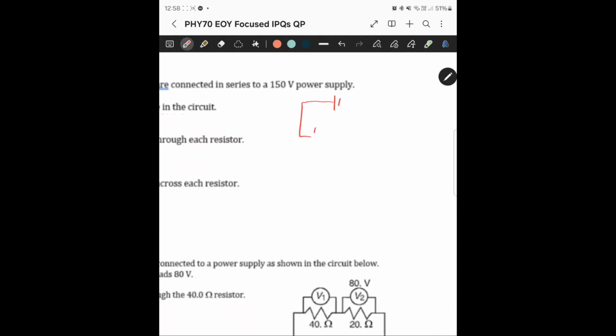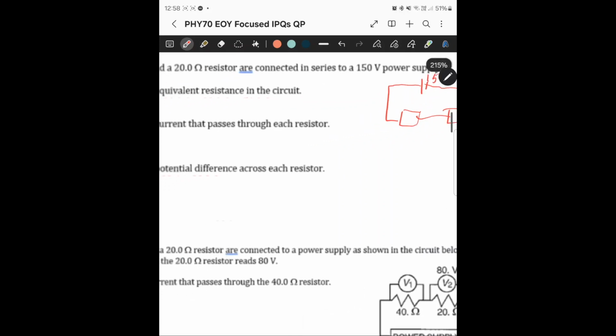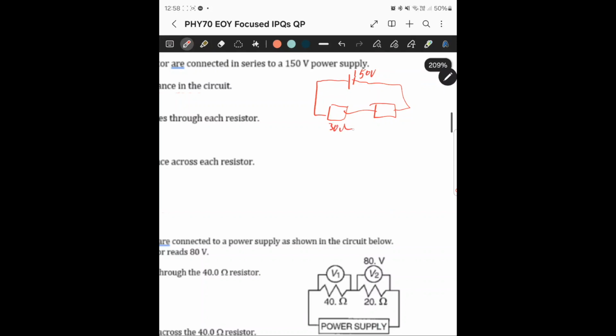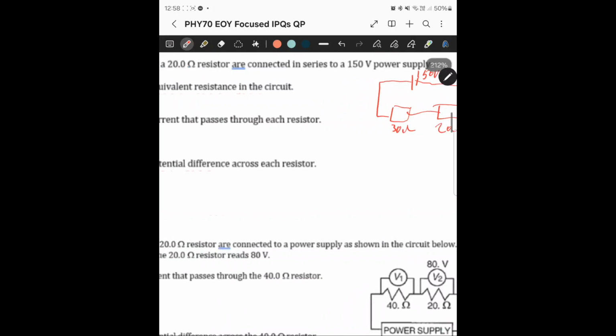Here is a power supply, there's a first resistor, there's the second resistor. What does that mean now? This is 150. Two resistors, do we have the values? Yes, we do, 30 and 20. So this is 30, 20 ohms.